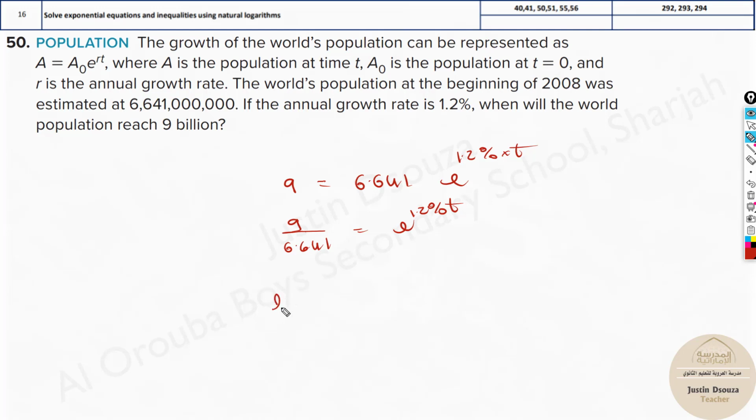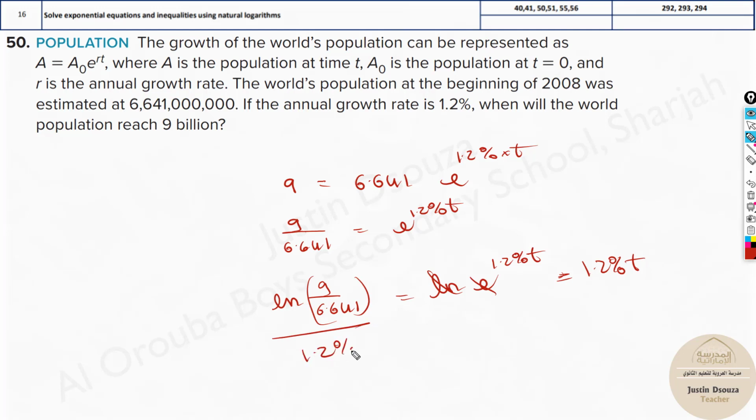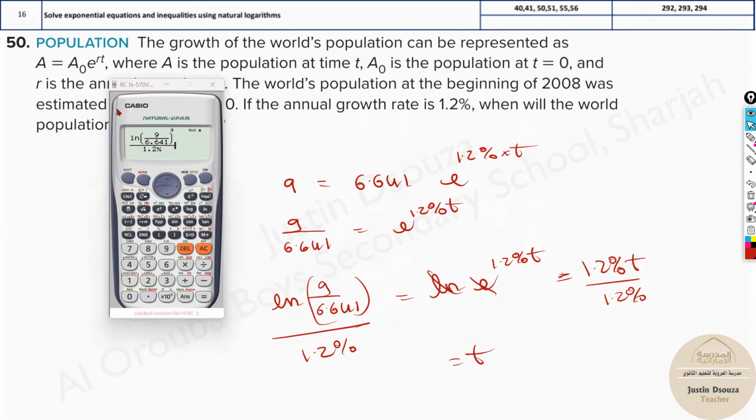Take natural logarithm on both the sides. It will be ln 9 by 6.641 equals ln e to the power 1.2% times time. And then this and this cancel. You're remaining with only this, which will be equal to 1.2% times time. So you can just divide everything by 1.2% on both sides, and what you get is the answer, which will be equal to t. So we'll just put it in the calculator. I've typed everything in the calculator and now we get 25.33 years. This is the time.